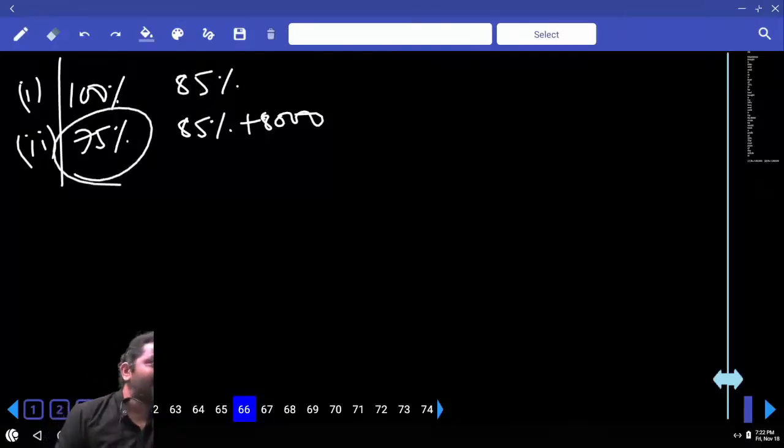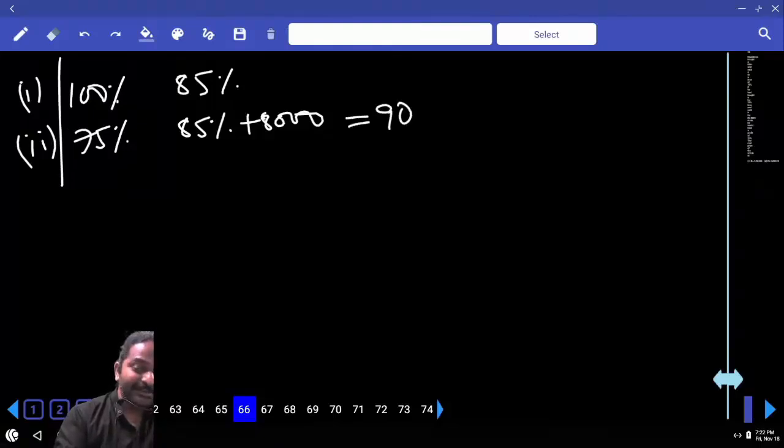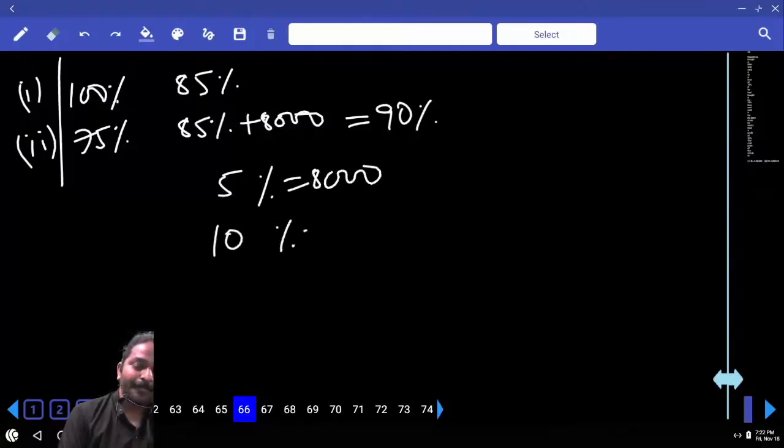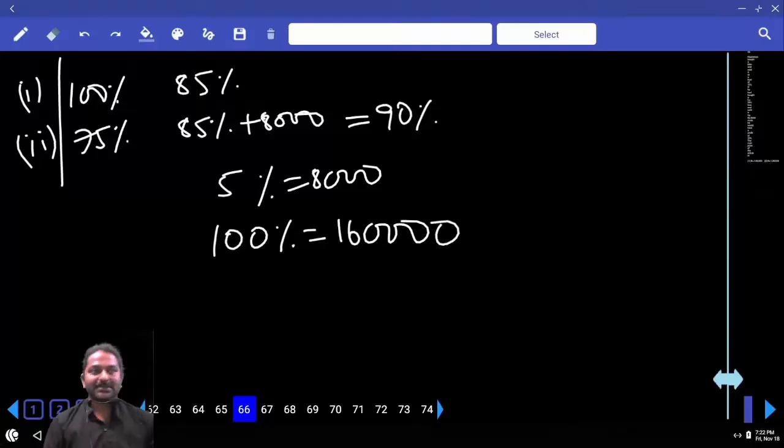How much is cost price? 75%. Profit 15. Selling price 90%. Then that must be equal to 90, right? This is selling price in this case. So here what is 5% value? Then what is 10% value? 100% value. That's it. Over.